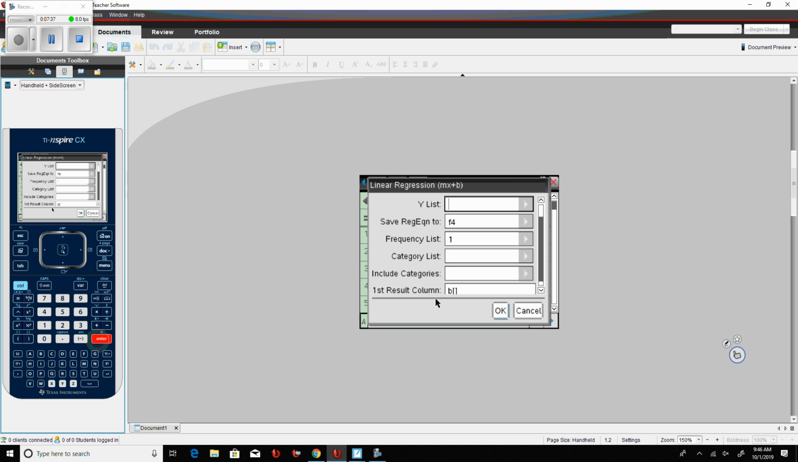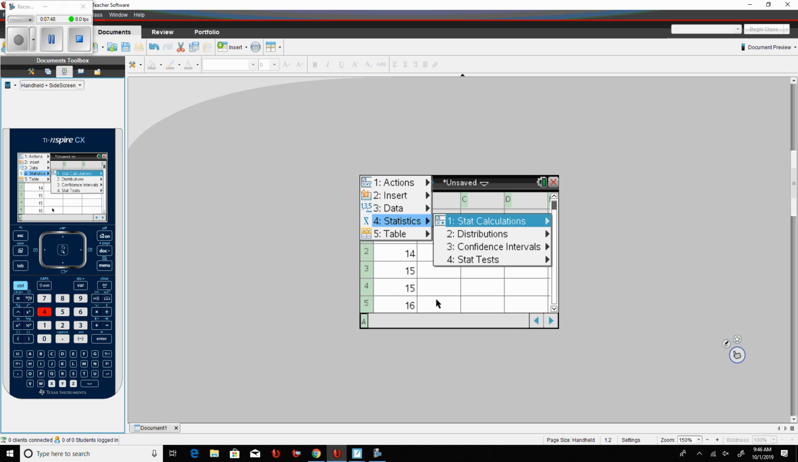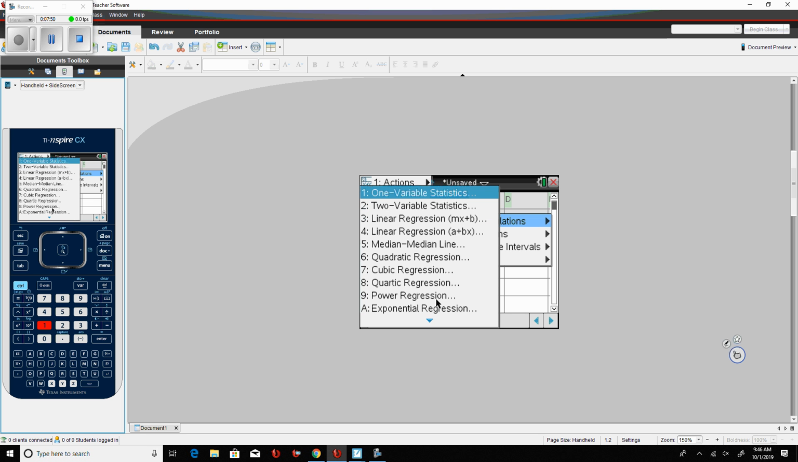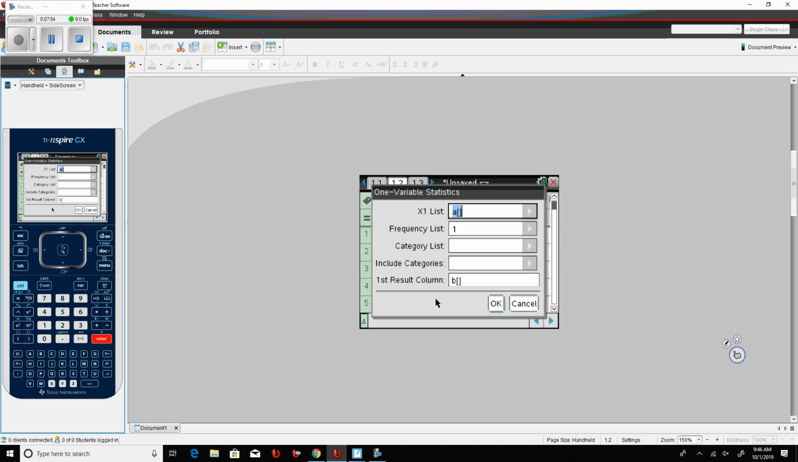Required field is empty. What does that mean? I don't need a Y list, though. Oh, I did. And you know what I did? I hit linear regression by accident. So I don't know why that happened. So menu 4, 1, 1, 411. Information, number of list 1. Okay, hit 3 by accident. 413. There you go. X list, frequency list, category list. So it's 411.